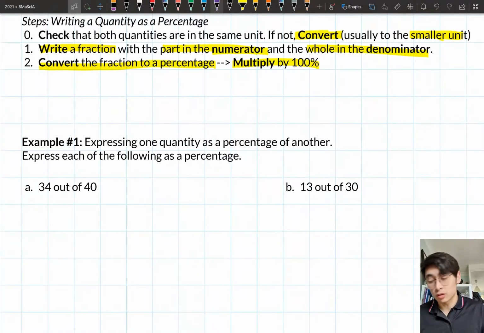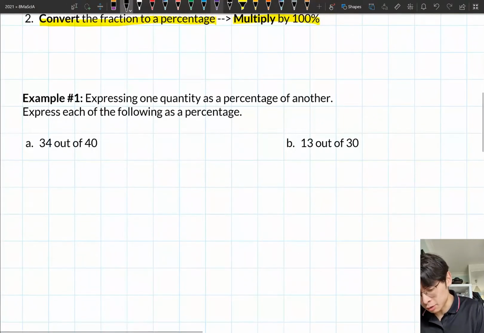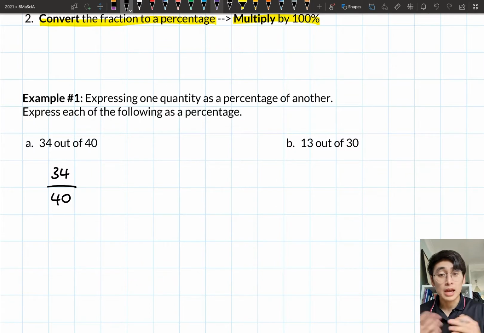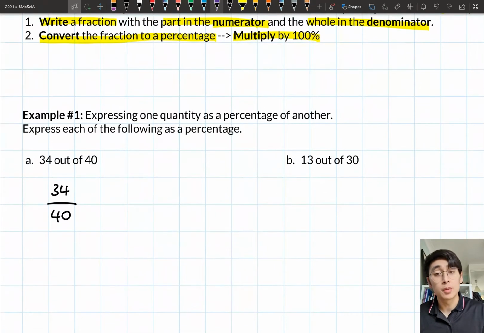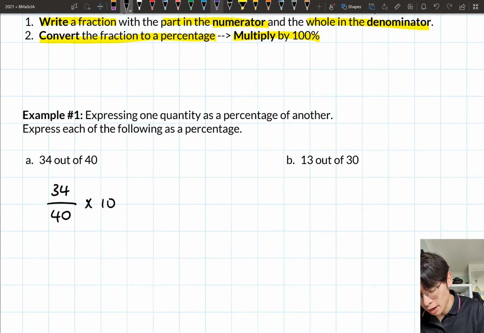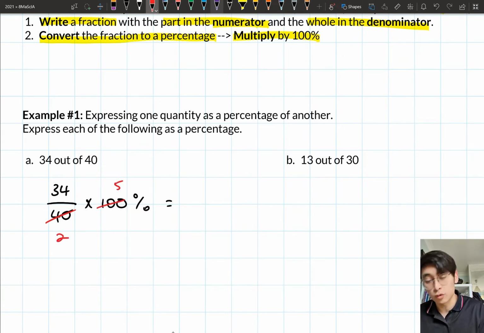Step 1, we want to write it as a fraction. So I'm going to write 34 out of 40 as a fraction, and then from there, I'm going to convert it to a percentage. What we did from last lesson was multiply that by 100%. And here we just need to simplify. I'm going to say, okay, 2 lots of 20 go into 40 and 5 lots of 20 go into 100. So I'm simplifying here.